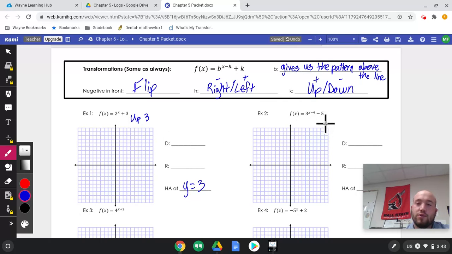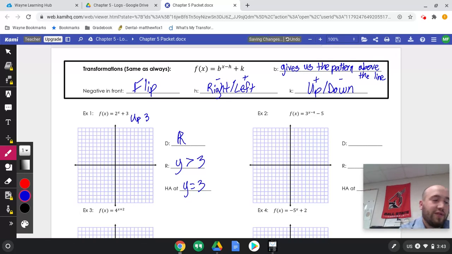If we look at example 2, that's negative 5, so that'll be y equals negative 5 as your horizontal asymptote. Now the range, since y equals 3 is our asymptote, that means y has to be above 3. Okay, that is our range. Domain, still all real numbers.